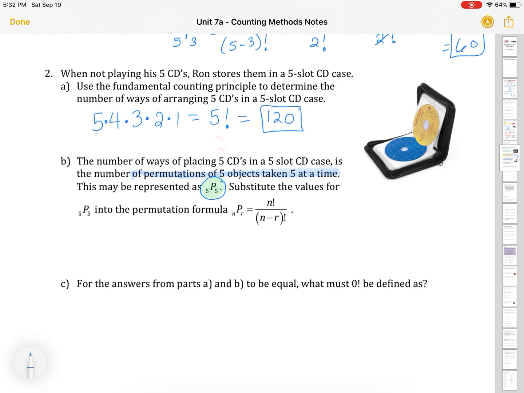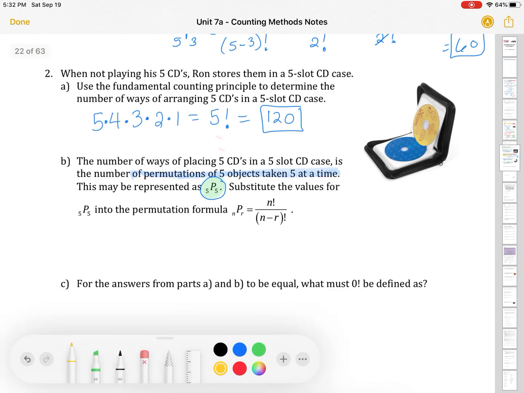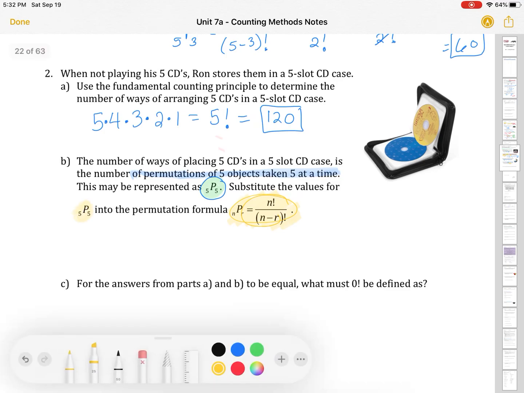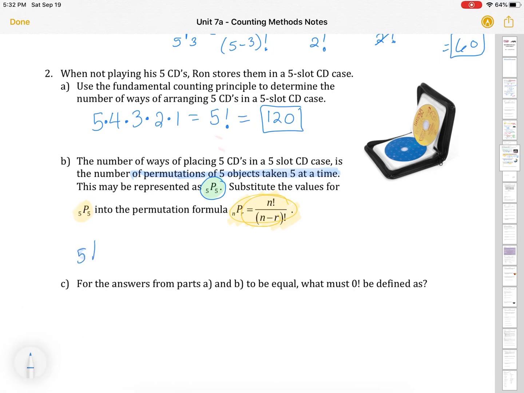So we can write it as 5P5. Now if we put this in factorial notation, and we use that permutation formula that we looked at earlier in the previous question, this is how this is going to play out.